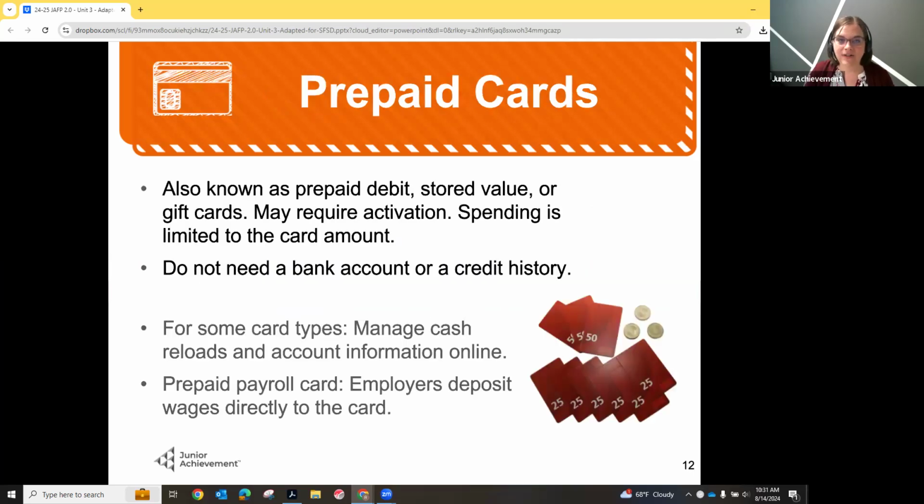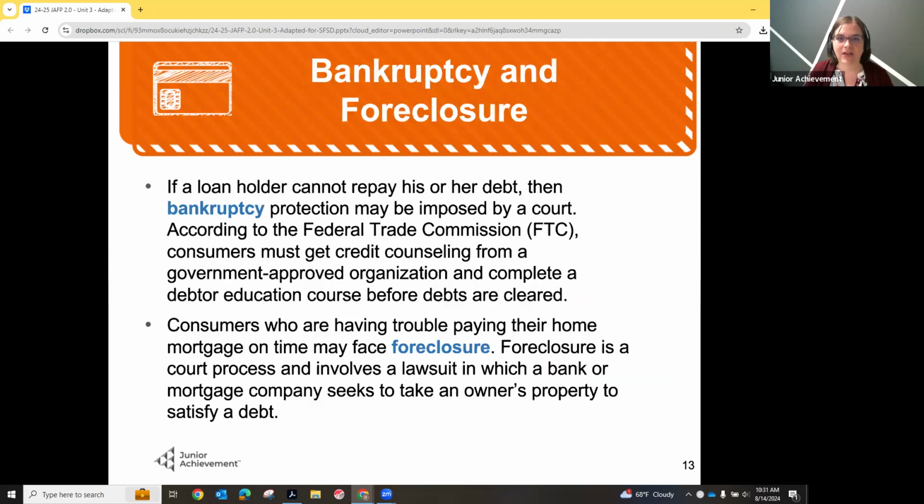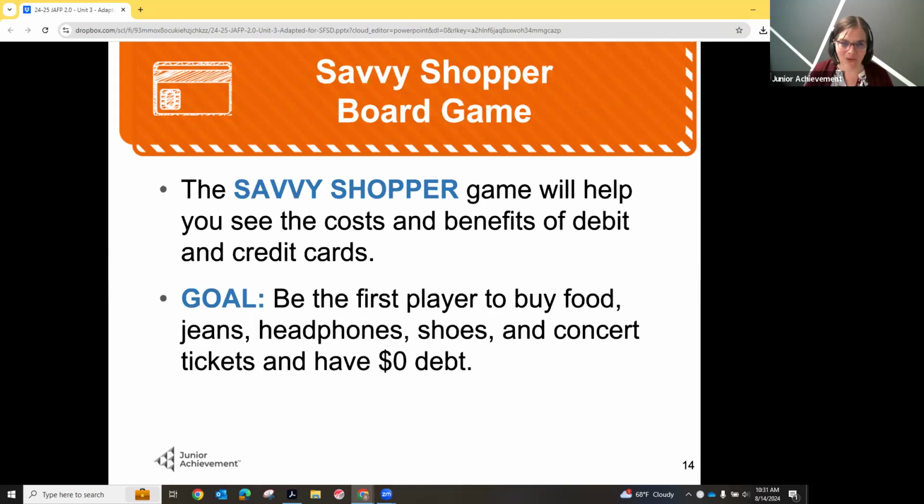Again, you might not get to all of these slides, but you can talk about prepaid cards. You can go into bankruptcy and foreclosure if you want to, but that might be a little bit deep for what we need at this point.